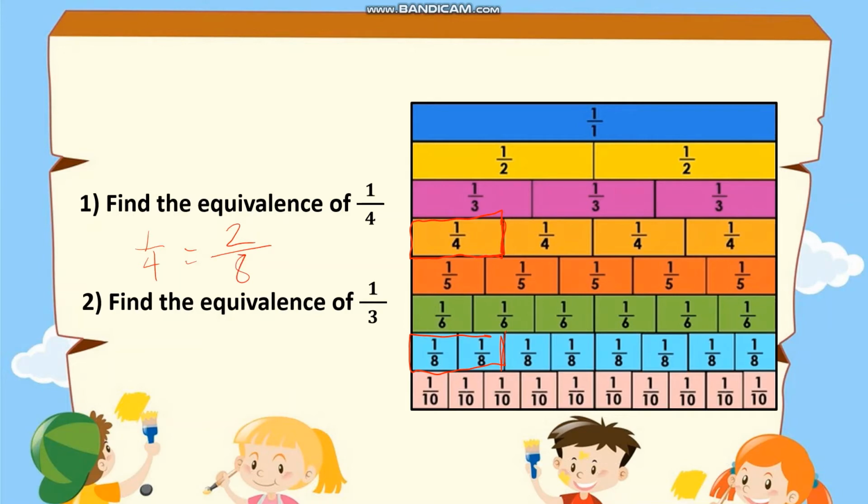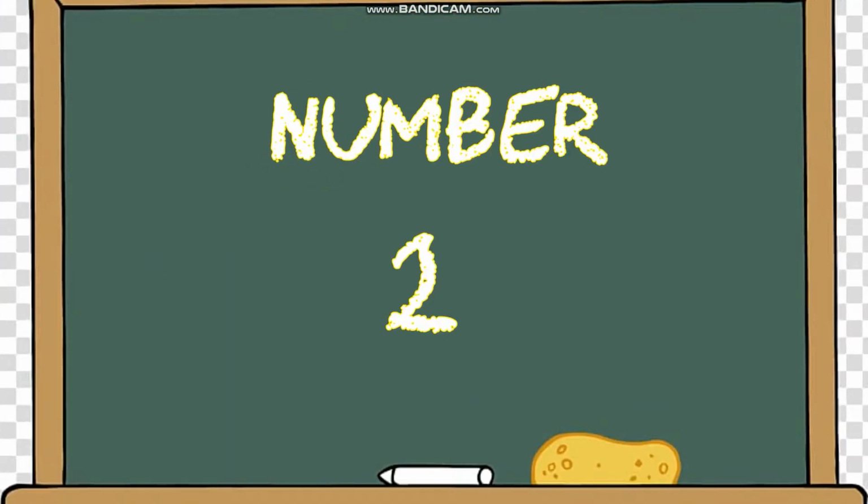Okay, now next, find the equivalence of 1/3. So it's the same as the example I gave you a while ago. So this is 1/3. 1/3 is equal to 2/6 because this line is equal to this line. Okay, so 1/3 is equal to 2/6. Okay, so that is the first method using a fraction wall.